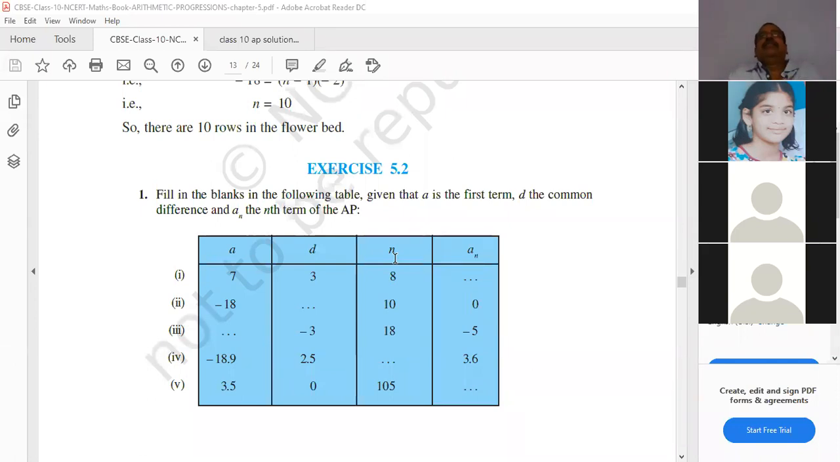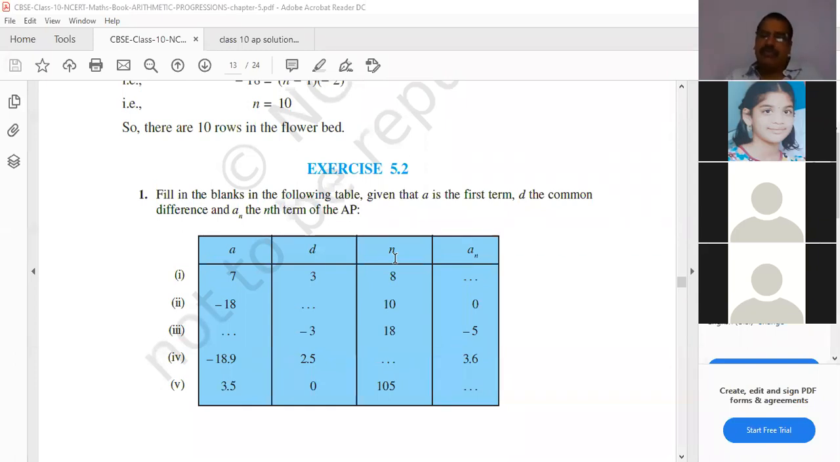Find the 16th term of an AP. Means what do you have to find, Amma? In the question you are asked to find the 16th term of an AP. Means what? Meghna, you tell me.